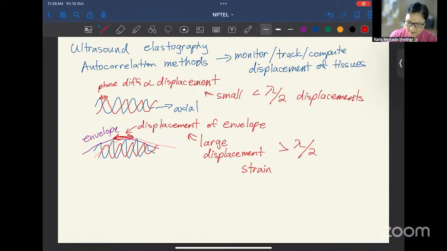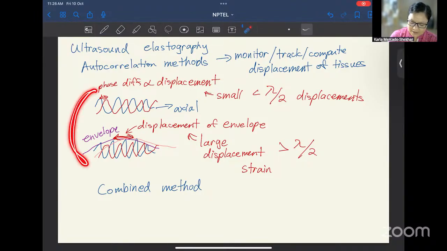And then in that slide, we had described a combined method where you use both of these techniques to be able to cover the entire range of displacement estimates that can be observed in a tissue. So I hope this answers the question for that one.